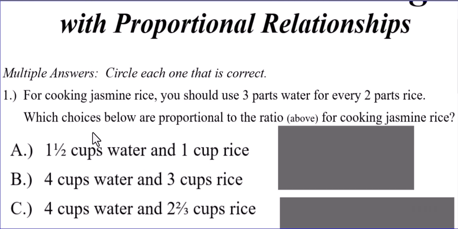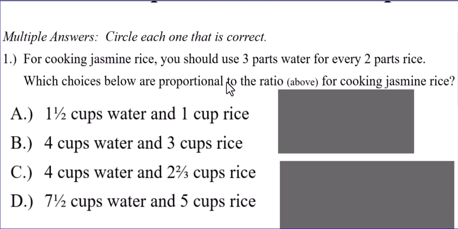Alright, problem number 1, multiple answers. Circle each one that is correct. So this is not traditional multiple choice. This is the kind where more than one of these answers could actually be correct. For cooking jasmine rice, you should use 3 parts water for every 2 parts rice. Which choices below are proportional to the ratio above for cooking jasmine rice?